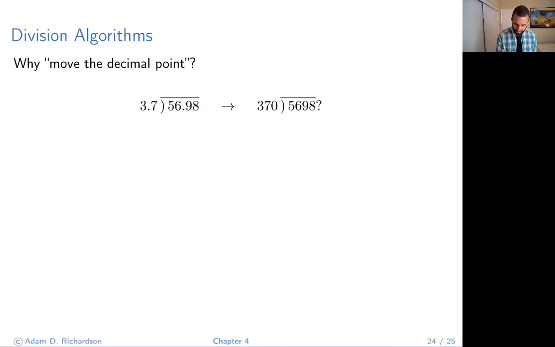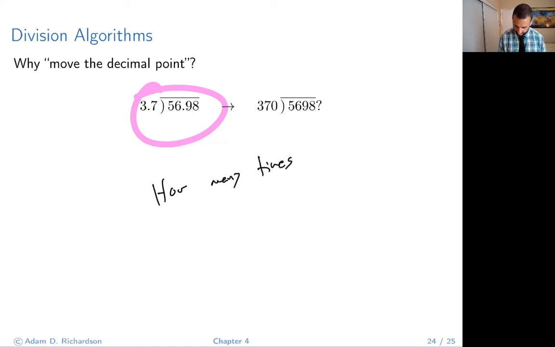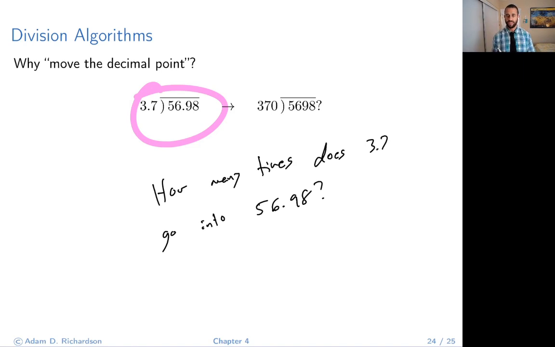And now look at this number over here, 3.7. Again, just close your eyes and ponder the number 3.7. Think about how big it is. Try to see where it is on the number line, okay? And now think about what you're doing. You're trying to divide. So you're asking yourself the classic question, how many times does 3.7 go into 56.98? That's the question.